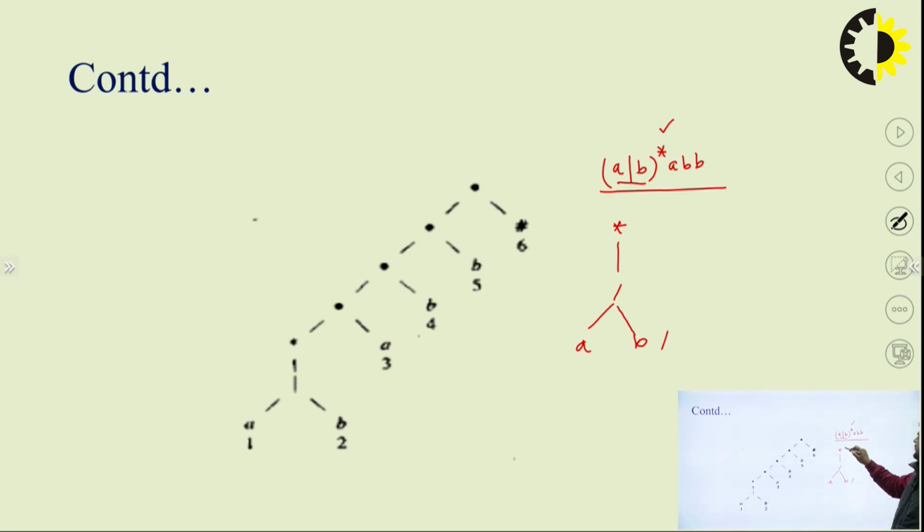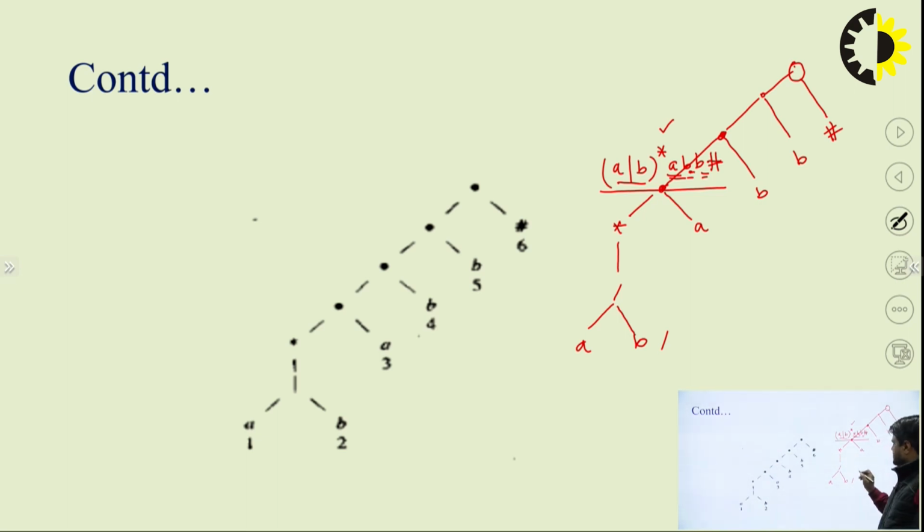After that you have to perform the concatenation, because concatenation is left to right associative. So you perform this concatenation first, then this one, then this one. The figure looks like this. If you augment it, the last concatenation will hold the hash symbol. So this is the complete syntax tree.